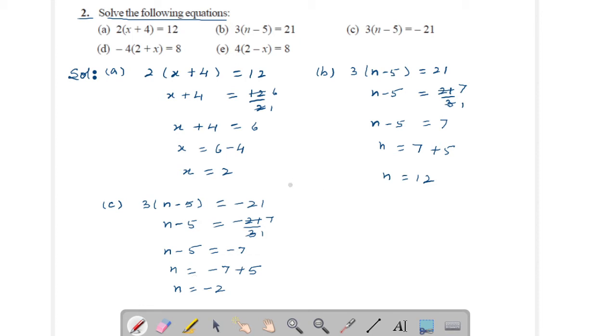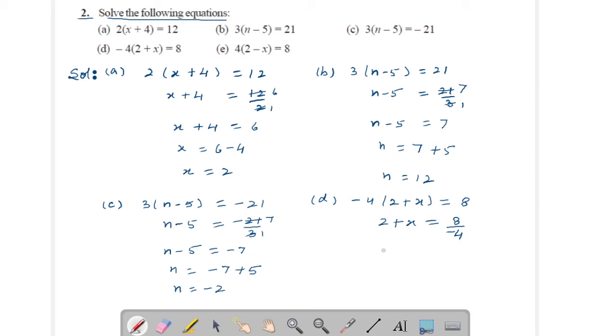Now come to D part. It is minus 4 within the bracket 2 plus x equal to 8. Here transpose minus 4 to right hand side. Here it is multiplied, it will be divided. This can be written as 2 plus x equal to 8 upon minus 4.